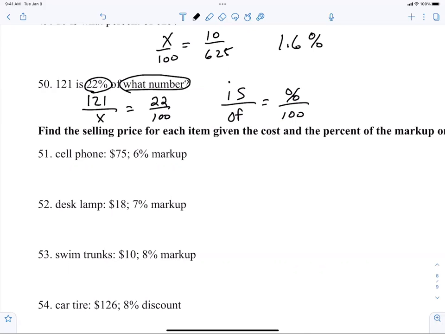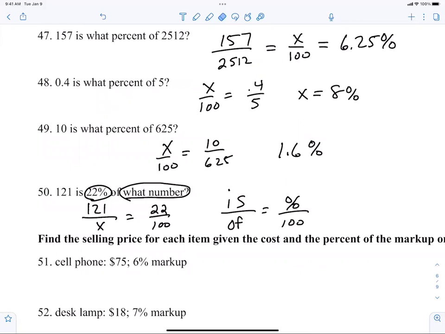Okay, so let's go back to number 49. Look at 49 and try to set that up for me real quick. And everybody else, just keep going down the page and working. So what would it be?